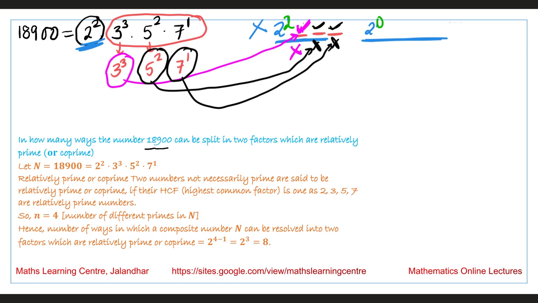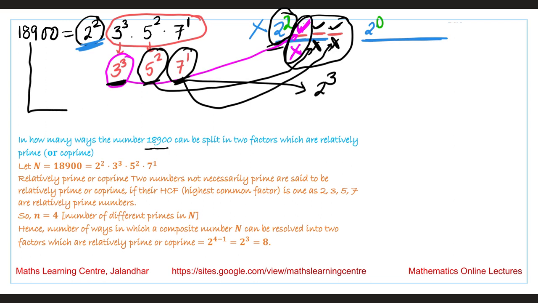So we are saying when we have fixed 2 raised to the power 2 at this place, these three options, these three numbers 3 raised to power 3, 5 raised to power 2, 7 raised to the power 1, in how many ways can we choose this? It is 2 raised to the power 3. We are saying either it can be at this place or it cannot be at this place. So what we obtain is that the number of relatively prime factors is 2 raised to the power 3, that is equal to 8.